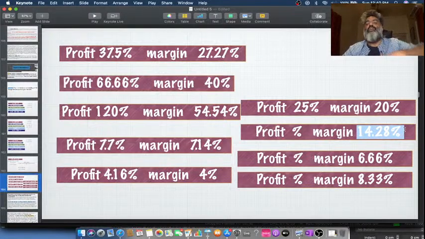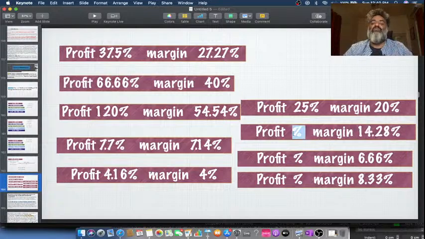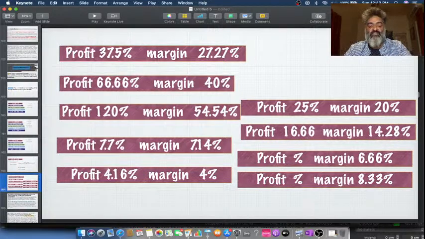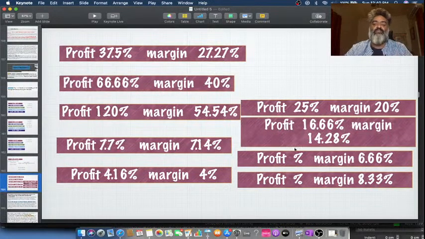Margin is 14.28%. So first remember 14.28% means 1 by 7. Yeah, 1 by 7, and 7 minus 1 will give you 1 by 6, 16.66%. So I hope everybody's got the game now. And now they've also understood why I was playing that simpler game earlier.